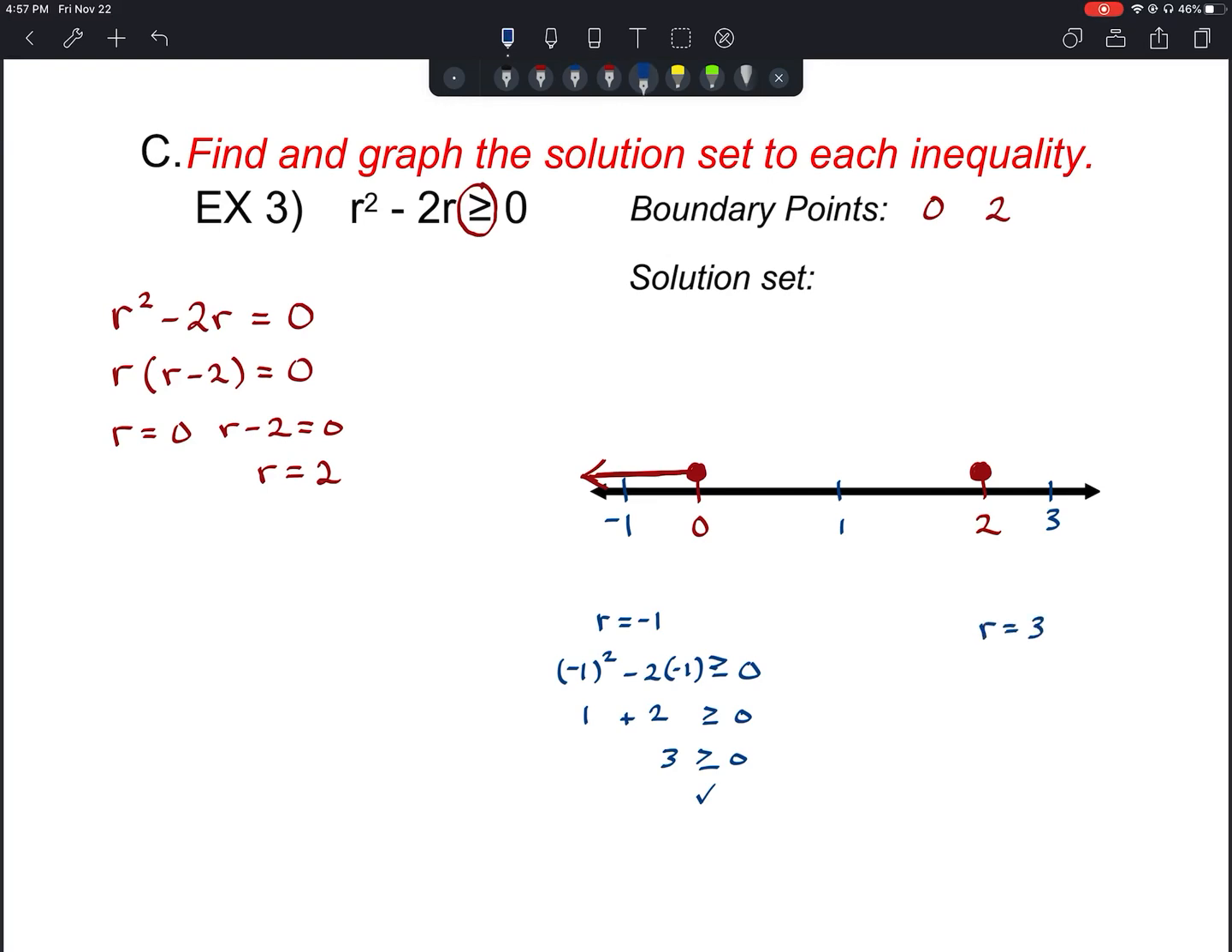If r is equal to 3, we're going to say 3 squared minus 2 times 3 should be greater than or equal to 0. So we have 9 minus 6 is greater than or equal to 0, and you see that that makes a true statement as well. I'm not even really going to try the middle one here, because I already know that this is a disjunction. So our solution set is going to be r is less than or equal to 0, or r is greater than or equal to 2.